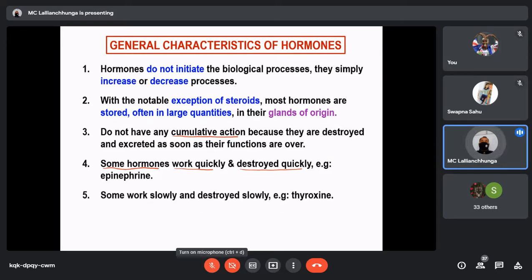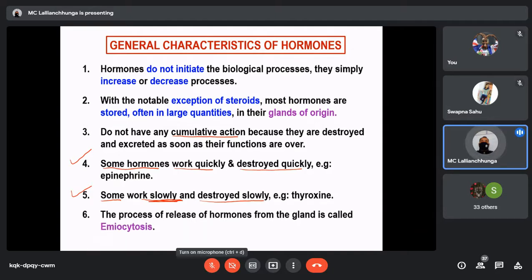Point number 5. On the other hand, some work slowly and are also destroyed slowly. A good example is thyroxine hormone. Now you see point number 4 and point number 5, there is a big difference. Some hormones work only for a few seconds and are destroyed, for example, epinephrine. But thyroxine hormone works very slowly. It may take months to have its full effect. So there is a big gap between different types of hormones regarding their duration of action.